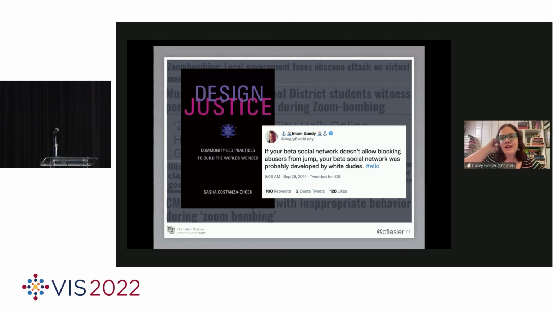So for example, the book Design Justice quotes this tweet about the social media platform Ello. Because they didn't have any mechanisms for dealing with harassment when the platform was launched. You couldn't block people, and this tweet was like, if your network doesn't allow blocking abusers from the jump, it was probably developed by white dudes. Because who's really good at imagining how technology might be used to harass people? People who get harassed a lot, like women and people of color and queer people. And you're just naming off groups that are underrepresented in the tech industry.